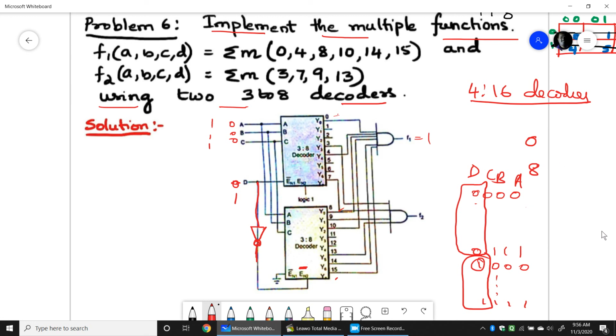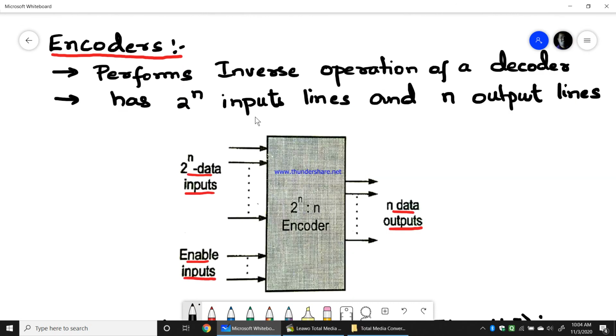So this is how you design a 4:16 decoder using 3:8 line decoders. Encoders are used to perform the inverse operation of a decoder. Encoders do the operation which is an inverse operation of a decoder.